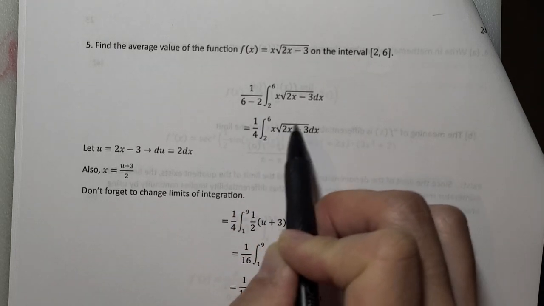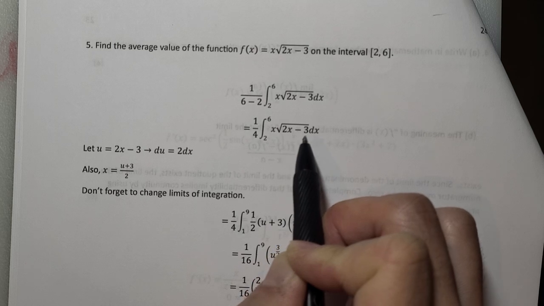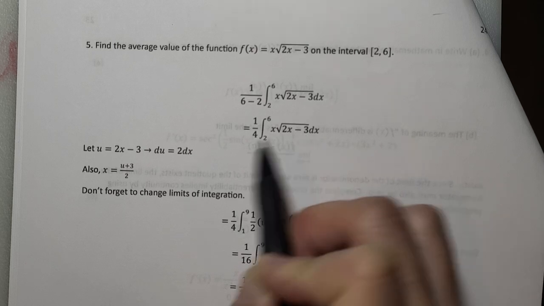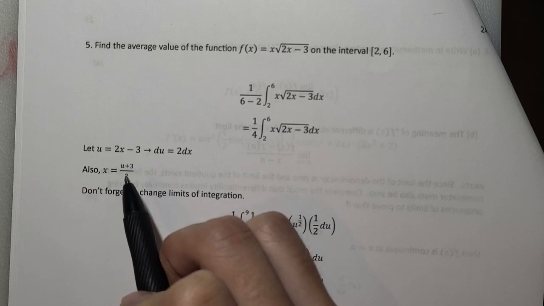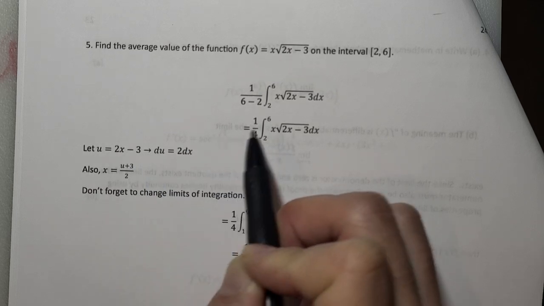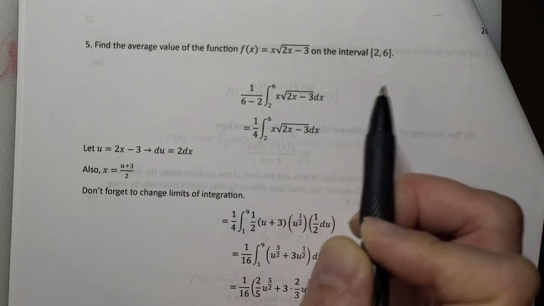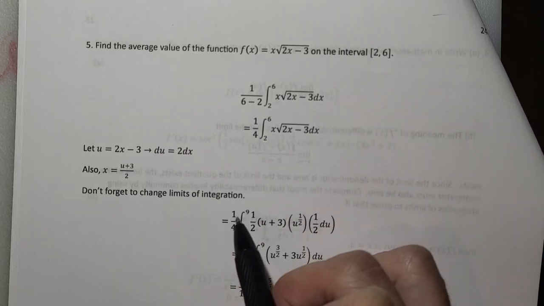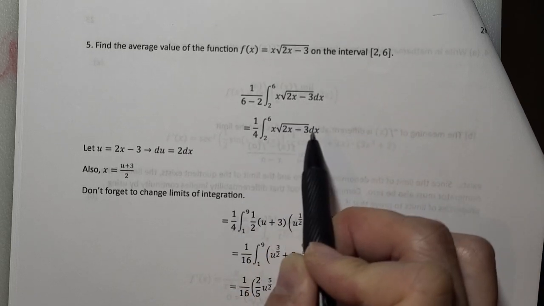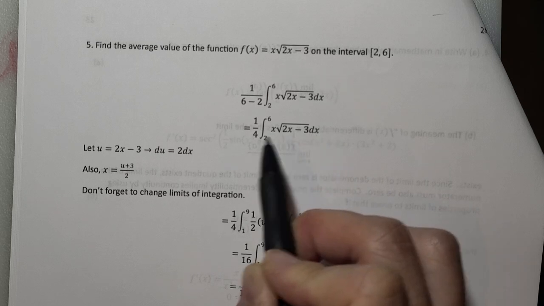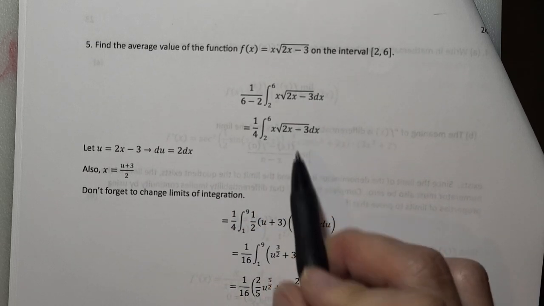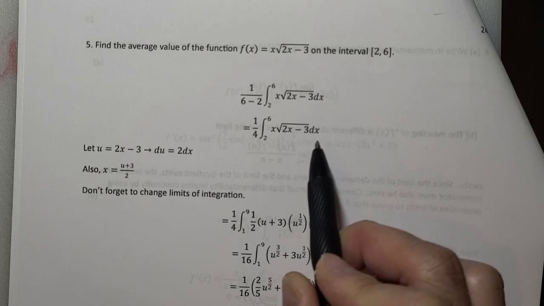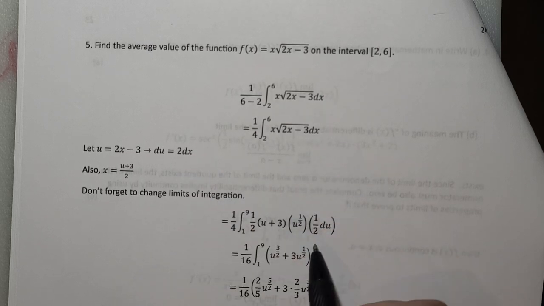Now over here, you can substitute. Let u be 2x minus 3. Then du is 2 dx. We can substitute x as well by rearranging terms: x is u plus 3 over 2. And don't forget to change the limits, but I always do that afterward. So 1/4 is from there. x is half times u plus 3, the square root term is u to the half, and dx is du over 2, or half du. Let's pull all the halves out.